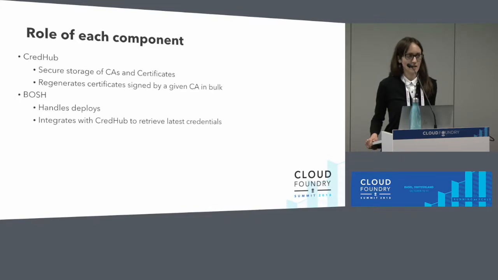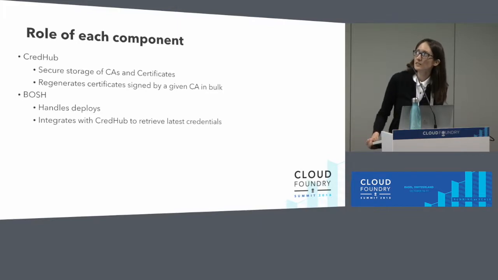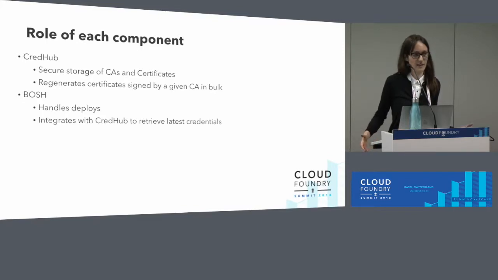Then, of course, we have BOSH. BOSH is a great tool that helps us have repeatable deploys. And in this case, it obviously handles deploys, as well as integrates with CredHub to retrieve all the latest credentials. So we're really utilizing that CredHub-BOSH integration, which is very important.